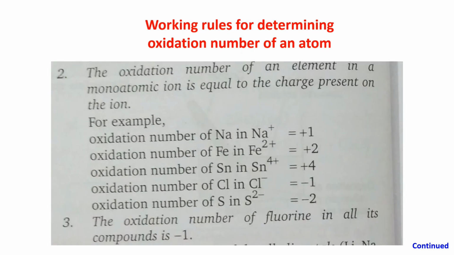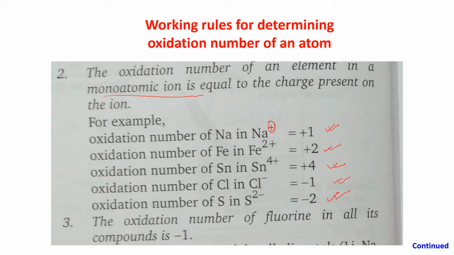Number 2. The oxidation number of an element in a monoatomic ion is equal to the charge present on the ion. Suppose the oxidation number of Na in Na+. If it is Na+, that means plus one charge, so its oxidation number is +1. Oxidation number of Fe in Fe2+ is +2. Oxidation number of Sn in Sn4+ is +4. Oxidation number of S in S2- is -2. Similarly, oxidation number of chlorine in Cl- is -1.